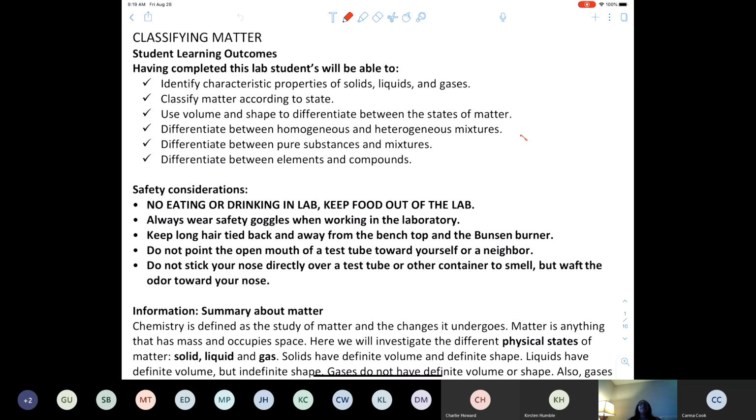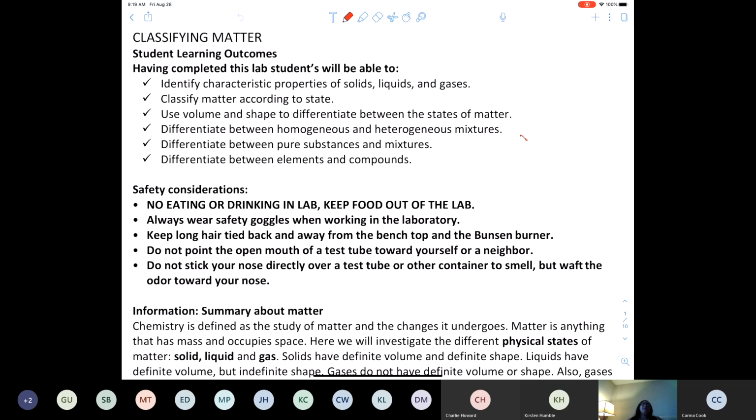An element is basically made up of one type of atom. And so an element is multiple atoms of the same type. So hydrogen, the element hydrogen, is made up of hydrogen atoms and only hydrogen atoms. Iron, the element, is only made up of iron atoms.